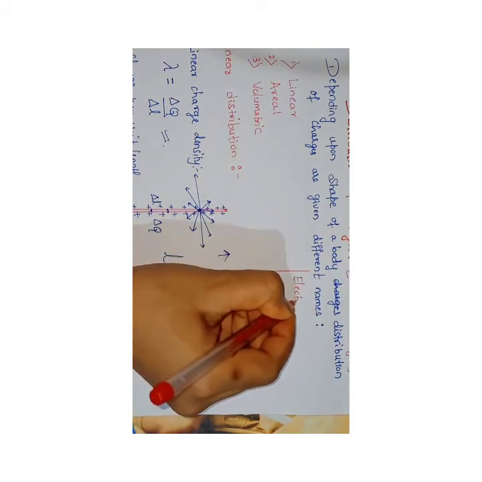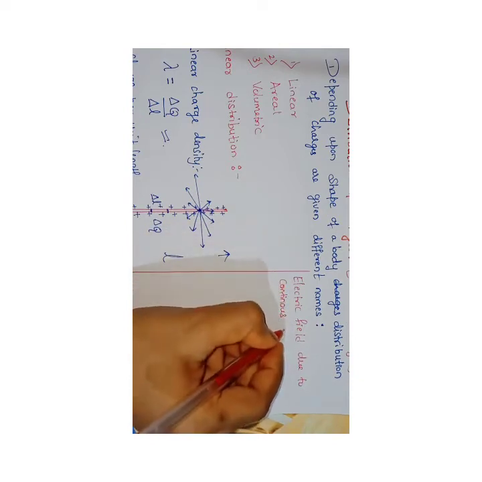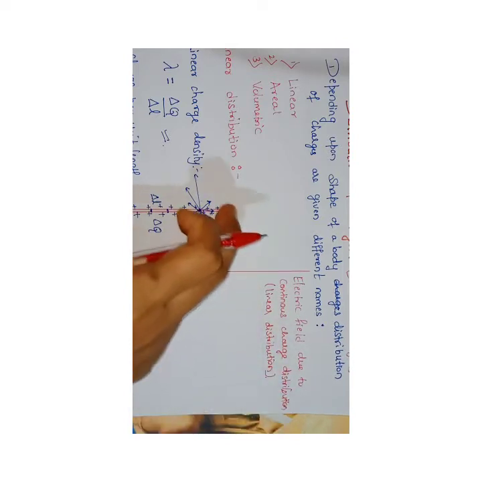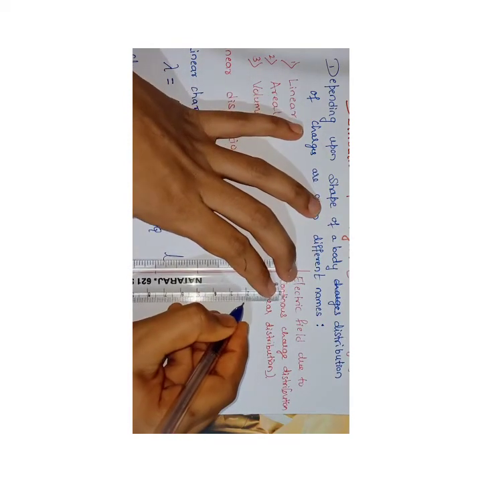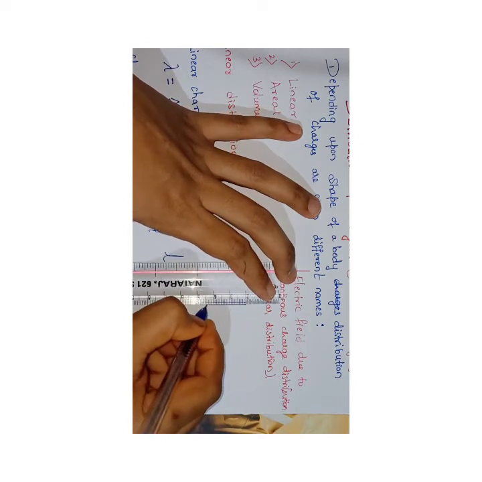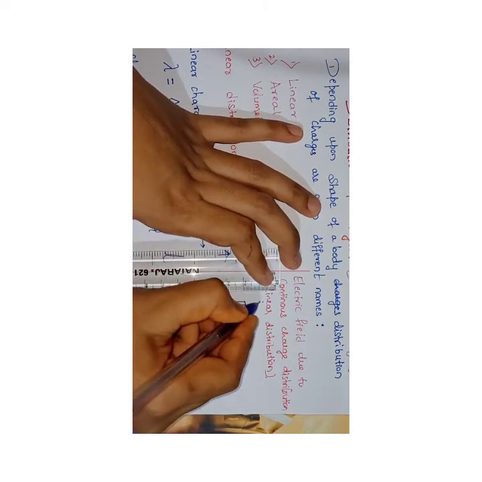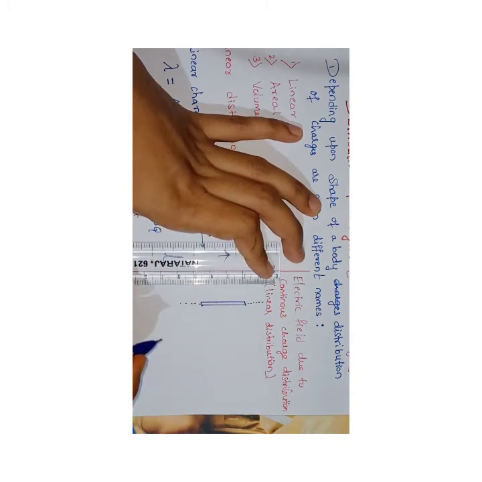Let us now find the electric field due to a continuous charge distribution, or you can just write linear distribution. For this, again you have to consider this length. Here I'll draw once more. Say assume this is the wire I have taken, not small, it is infinitely long. I'll show it with this dotted line, which indicates it's infinitely long.